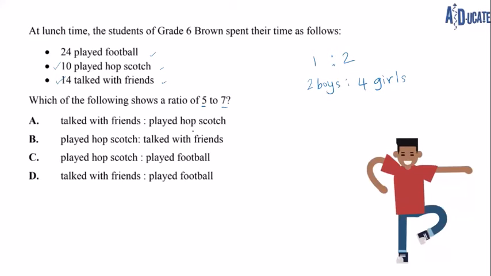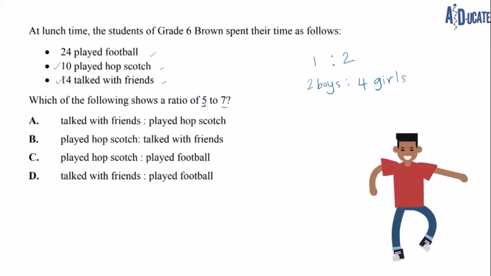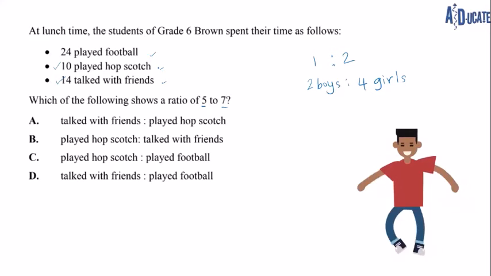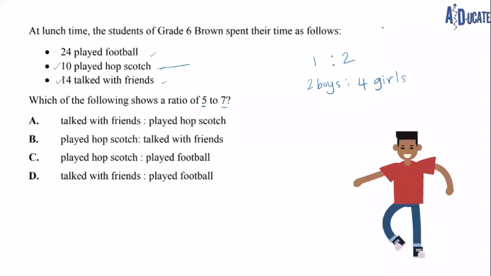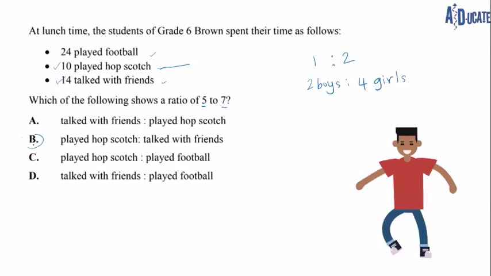So back to the question, what's our answer? A ratio of 5 to 7 is actually those who played hopscotch and those who talked to friends. So now that we know, what's our answer, KJ? 5 to 7 is 10 to 14. Exactly. There we go.